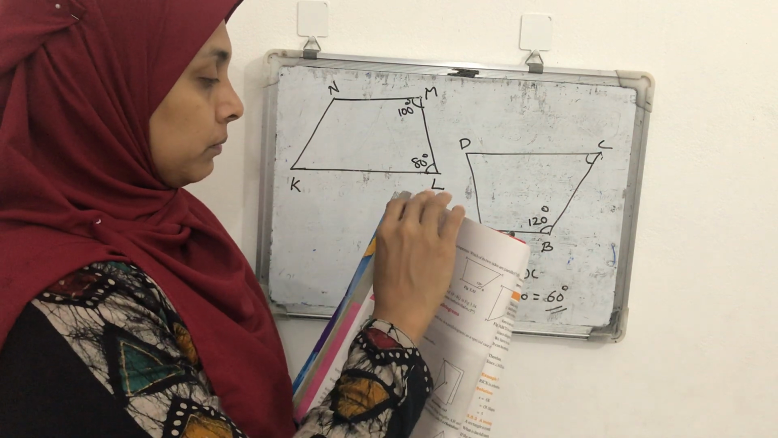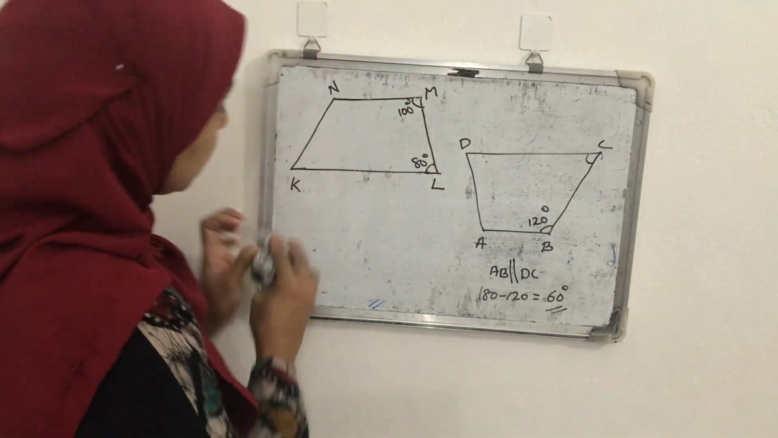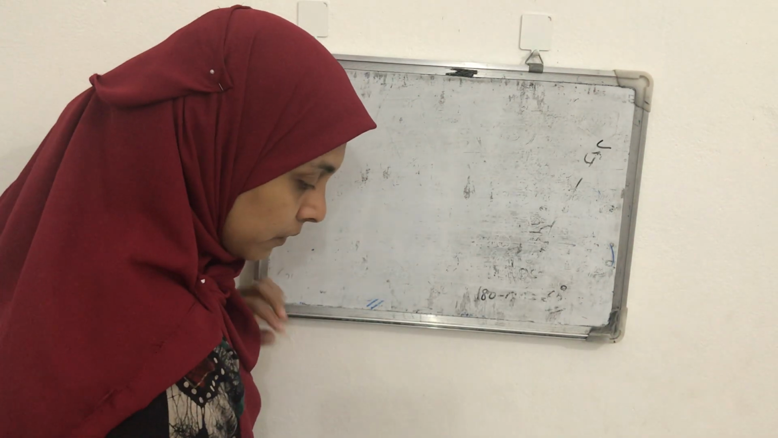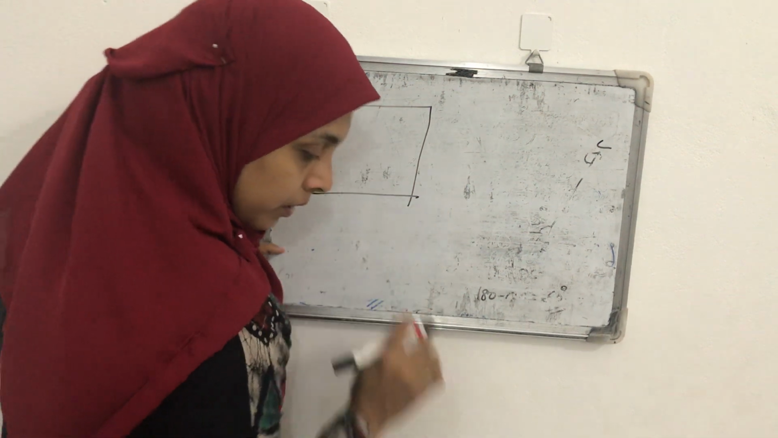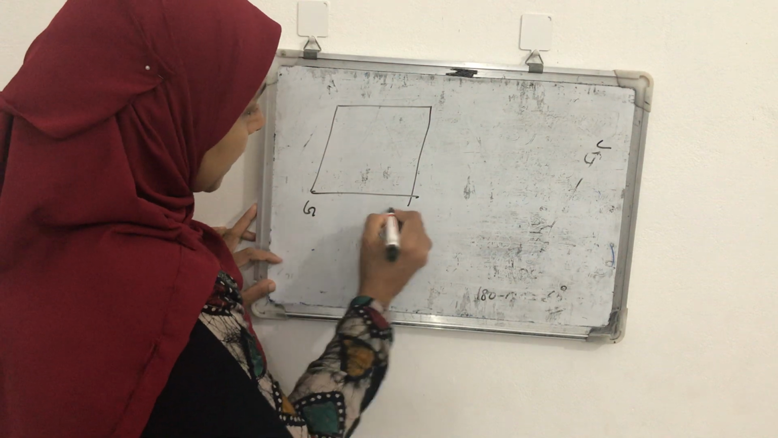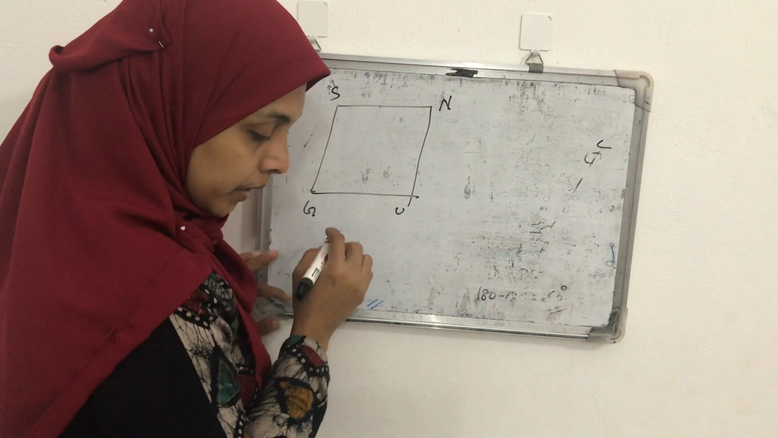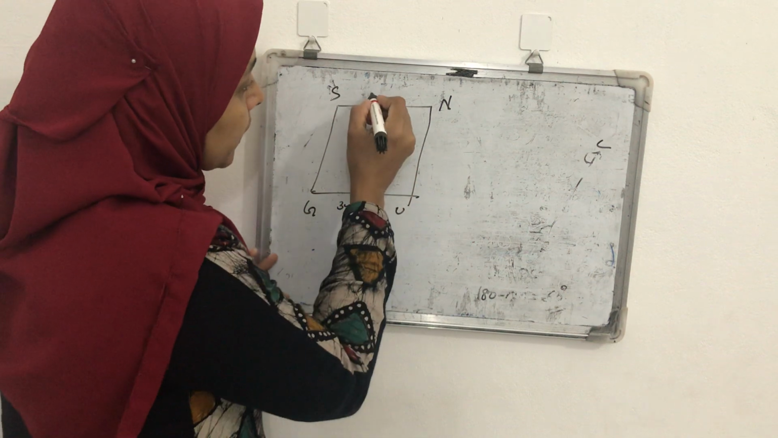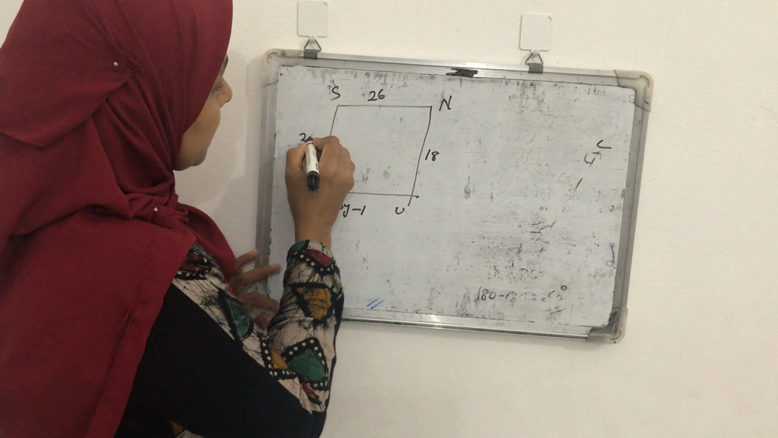And one more thing: yesterday I gave one homework and someone had doubts. I will clear that. The first question was: in the following figures, GUNS and RUNS are parallelograms. This is given as a parallelogram. Someone asked this doubt. This side length is given as 3y minus 1, this is given as 26, this is given as 18, and this is given as 3x.